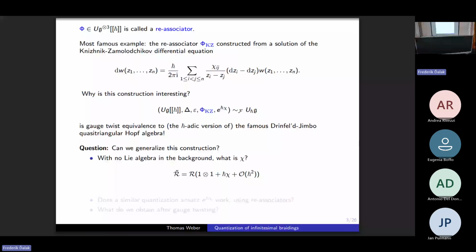In a second step, this will be in the second paper, the question would be, can we use a similar quantization ansatz? So it's simply putting e to the power chi to get some kind of R matrix, some kind of braiding. And the answer is, yeah, this also works. This is part of the second paper. And the last step then would be, what do we get after gauge twisting? Do we get some kind of Drinfeld-Jimbo algebras here on the right-hand side?